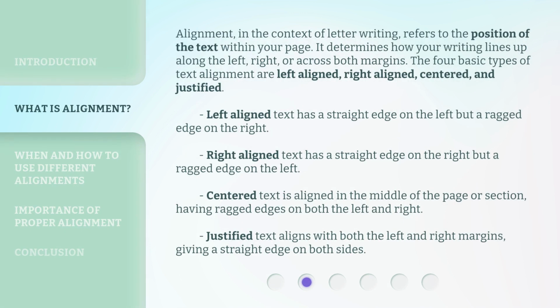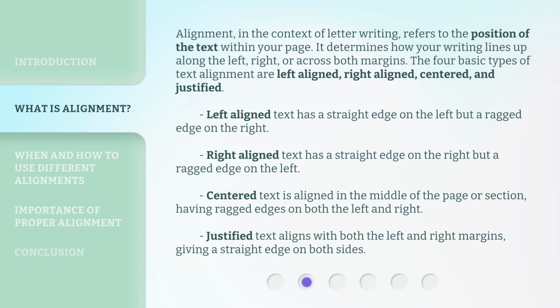Alignment, in the context of letter writing, refers to the position of the text within your page. It determines how your writing lines up along the left, right, or across both margins. The four basic types of text alignment are left-aligned, right-aligned, centered, and justified.